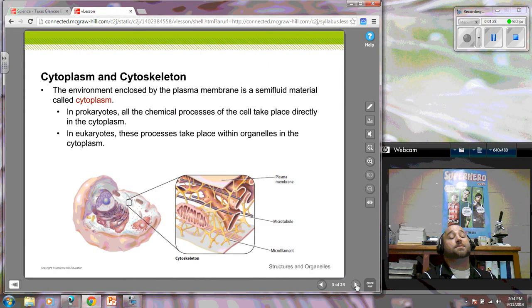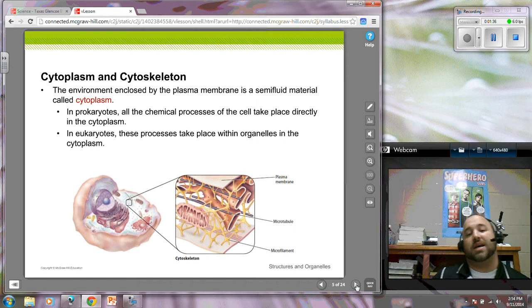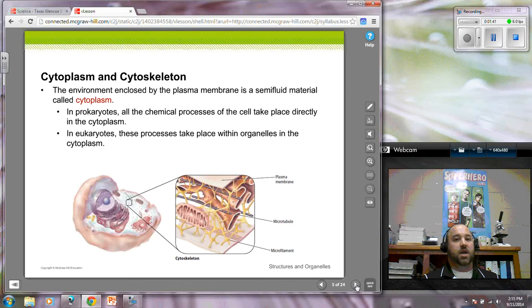All right, cytoplasm and cytoskeleton. The environment enclosed by the plasma membrane is a semi-fluid material called cytoplasm. Think of it kind of like the goo inside, okay? It's what everything floats in. It's like a water solution. It is a water solution that has a bunch of different things mixed within it.